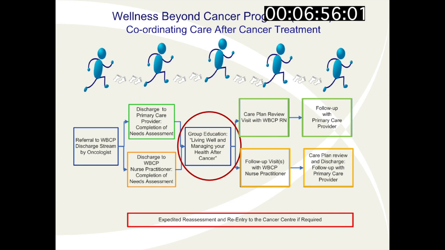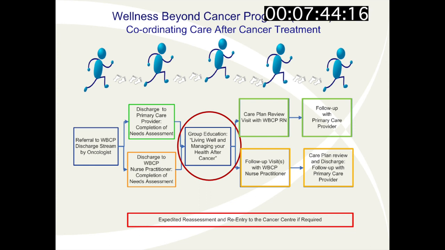That oncologist was either your surgical oncologist, medical oncologist, or radiation oncologist that together with you decided it was now time to transition out to the community and back to the care of your primary care provider. At the time of referral, your oncologist made a decision based on your specific needs whether to transition you through to your primary care provider or to be followed by a nurse practitioner for a period of time in our program until both you and she feel that you're now ready to transition back to the care of your primary care provider. And transition to your primary care provider is the goal of the program, regardless of which of the two streams that you're referred to.